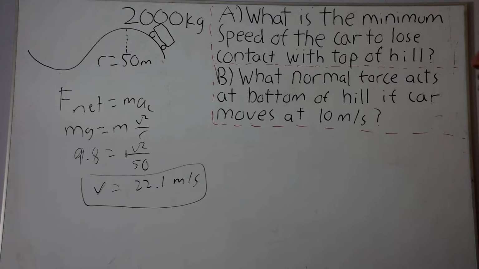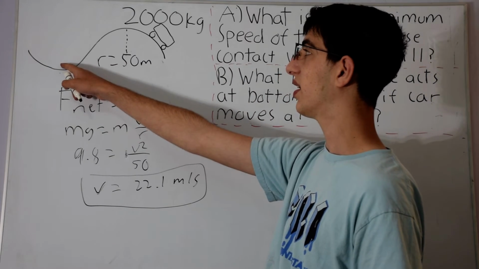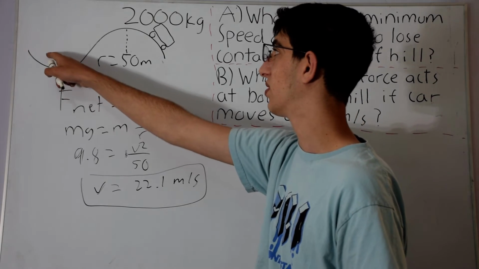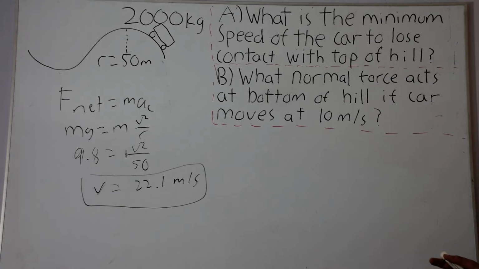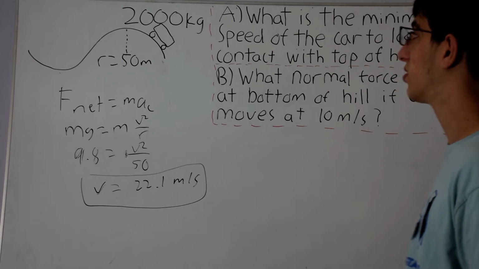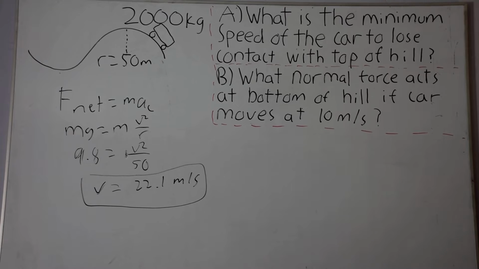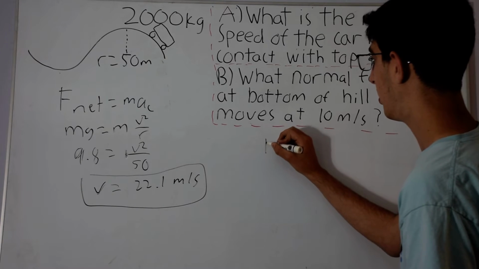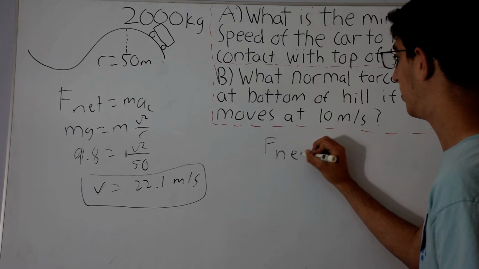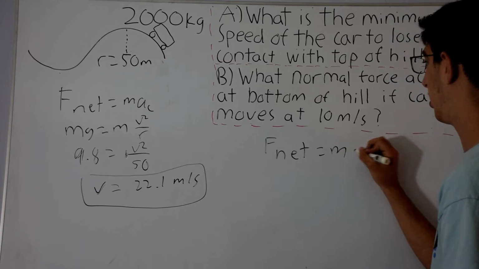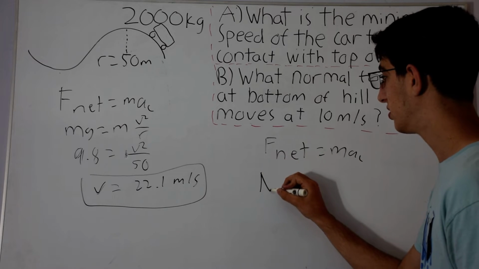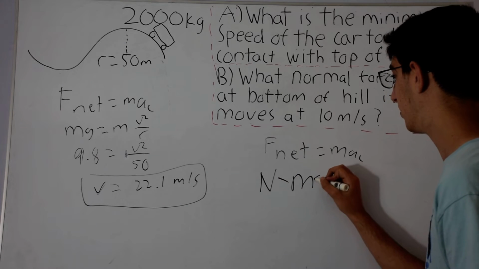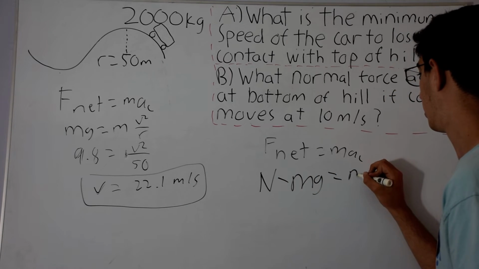Okay, so if you imagine the car 0.1 seconds after it's at the bottom of the hill, it's going to be slightly above where it was, which means that it's going to be accelerating upwards, which means that the normal force which pushes it upwards is going to be greater than the force of gravity. So we can use that when writing our equation F net equals m a_c, and because the normal force is going to be greater than the force of gravity, we know that it's going to be normal force minus the force of gravity equals m a_c.